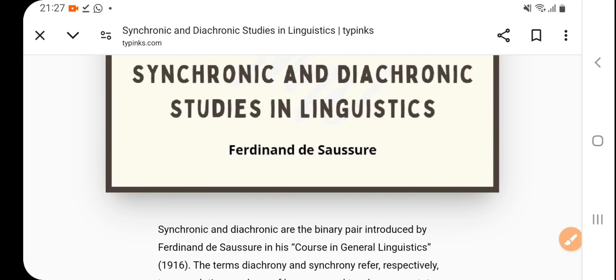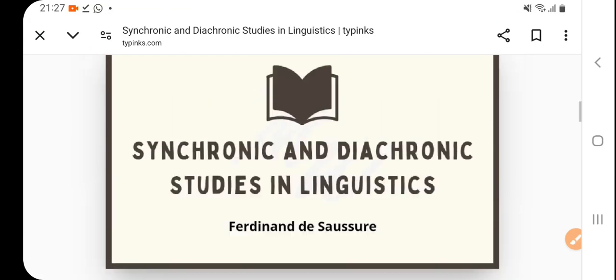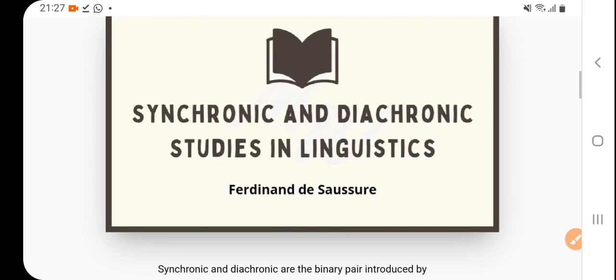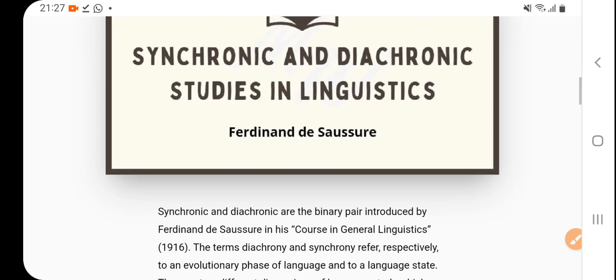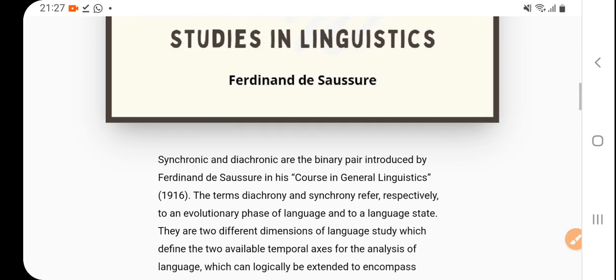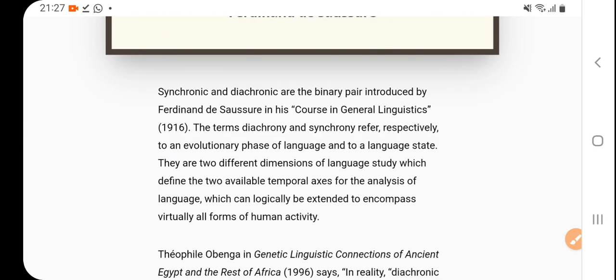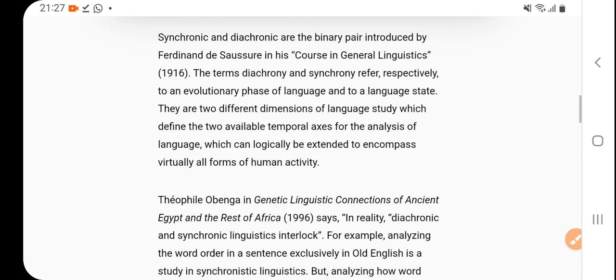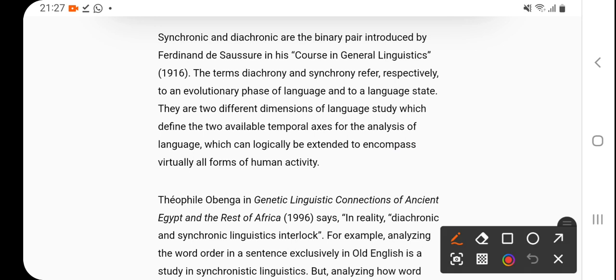Hello students, good evening. Today we are discussing synchronic and diachronic studies in linguistics, which is given by Ferdinand de Saussure. Synchronic and diachronic are the binary pair introduced by Ferdinand de Saussure in his Course in General Linguistics. This was the name of the book, written by Ferdinand de Saussure in 1916.